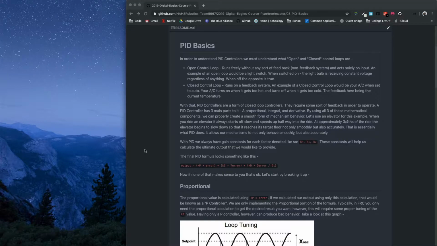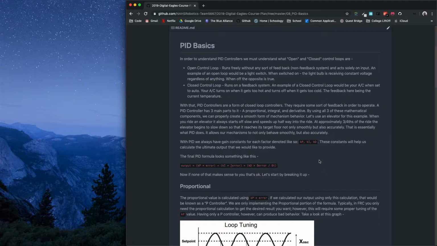So if you've never taken calculus, this may be harder for you to understand, at least mathematically. But I should say that once it's implemented programmatically, it's incredibly easy to understand. So why do we use PID controllers? Well, PID controllers essentially allow us to not only create accurate motion profiling, but also smooth motion profiling. So basically what that means is, let's take a look at an elevator, for an example.